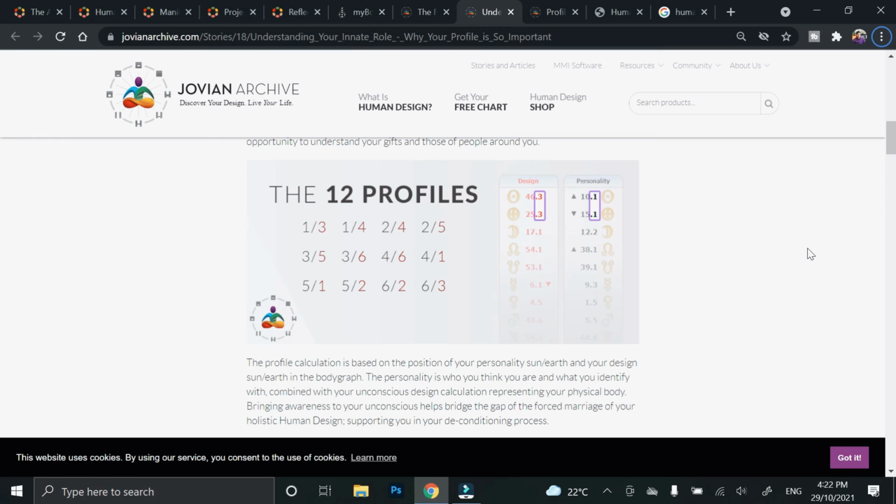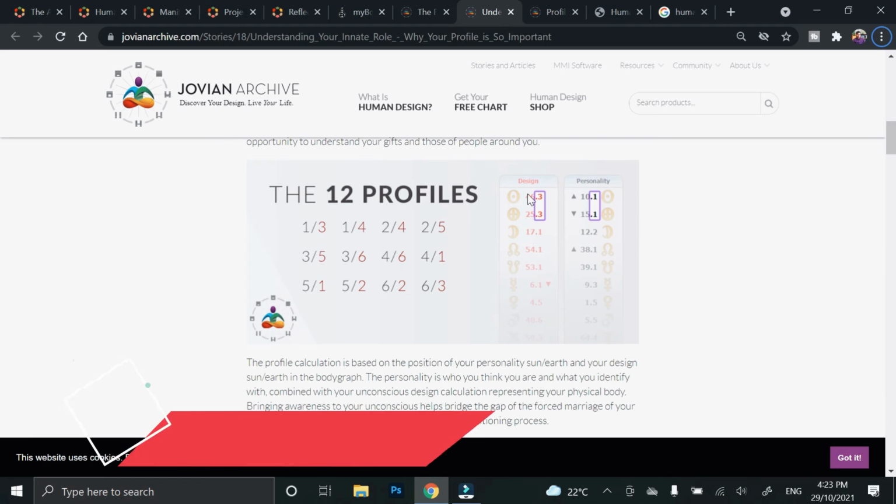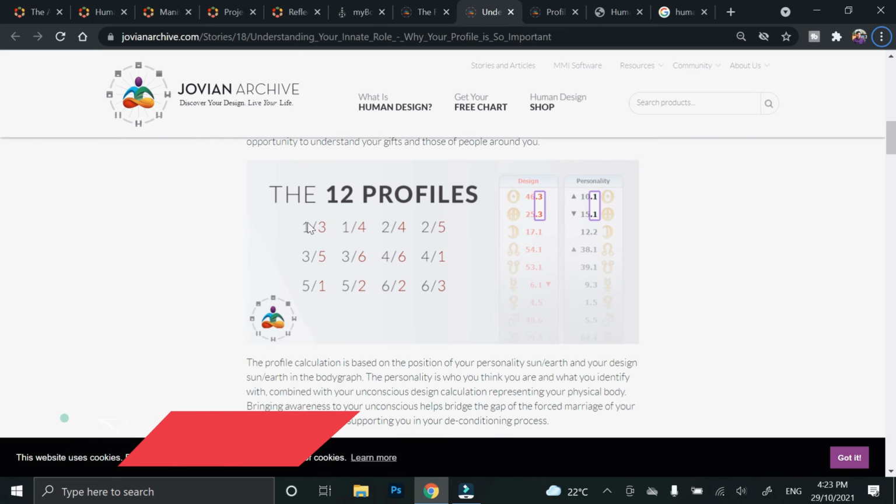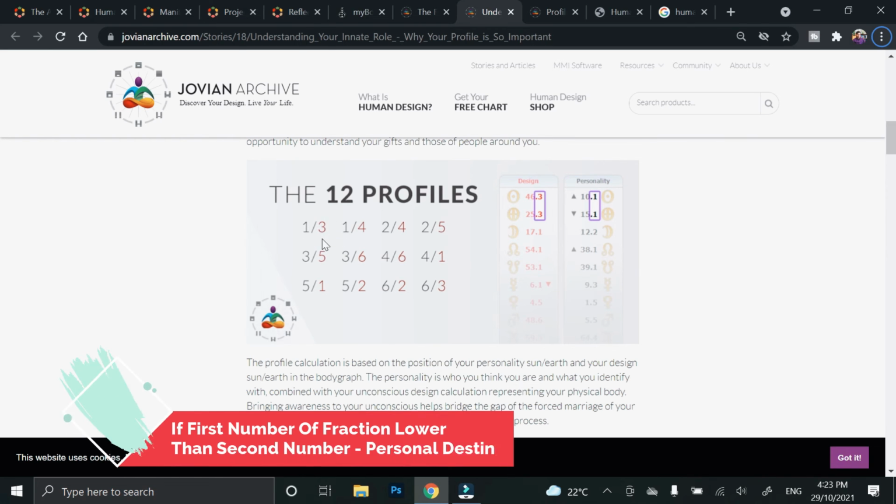Or in other words, 12 different profiles, as you can see over here. And this can give you insight into your destiny and life path as well. So if the first number on your profile is lower than your second number, then you will have a personal destiny.